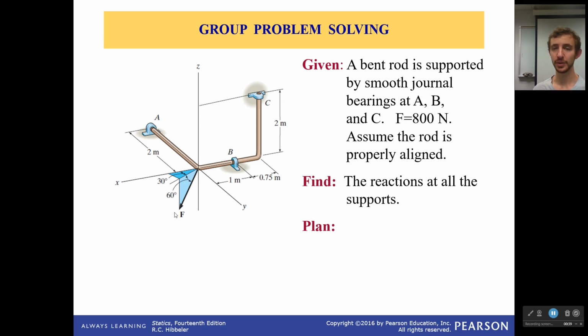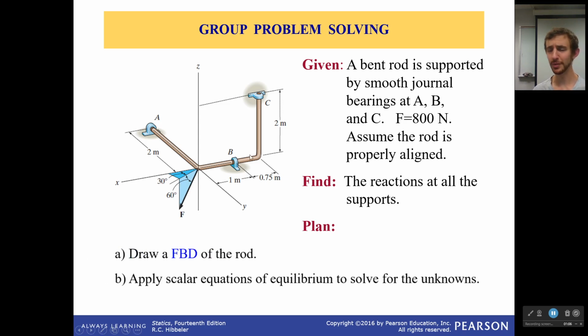F is equal to 800 newtons. We see that it's 30 degrees from the x-axis, and it is 60 degrees down from the xy plane. So remember, for these kinds of problems, break it up into two 2D problems. First, find the z component and the F prime component, and then break that F prime component up into x and y components. You can do it, believe me.